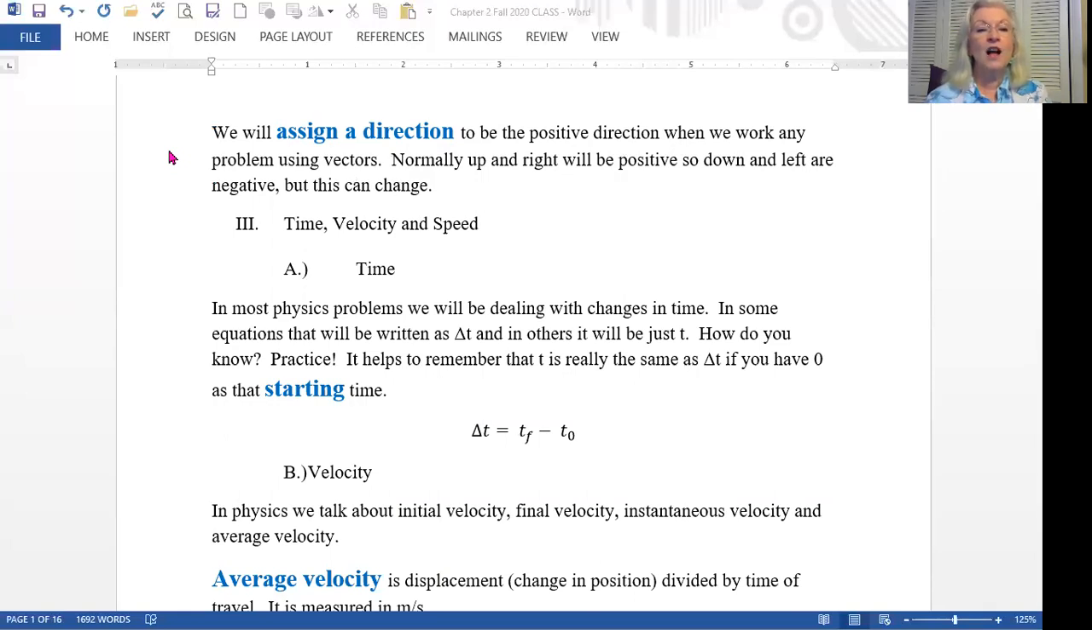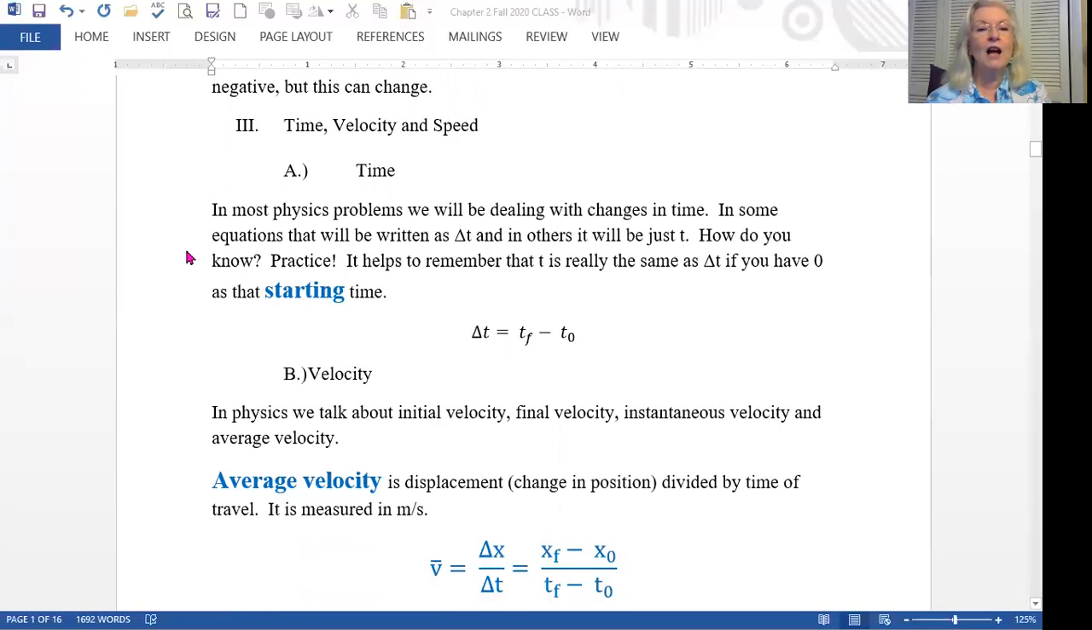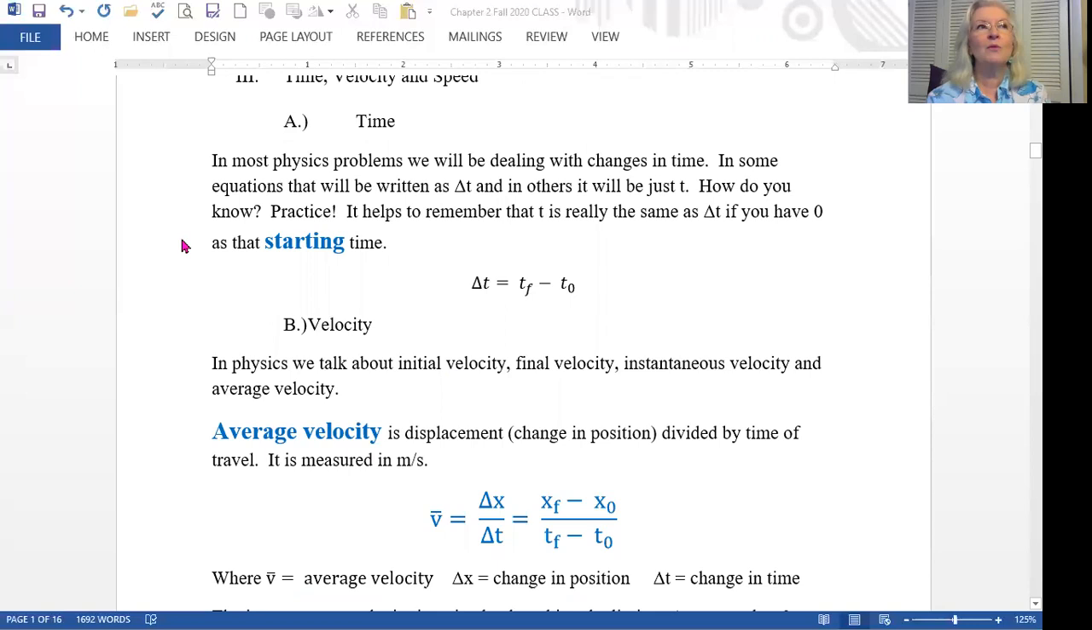So we move on to time, velocity, and speed. Time, I wish that they were consistent, but they are not. Sometimes in the book they'll use a delta t, sometimes they'll just use a t, and they might mean the same thing. Normally our starting time is going to be 0, in which case our ending time and our change in time are the same thing, just the total time. You'll get the hang of it depending on the equation and what we're dealing with. It really will begin to make some sense.